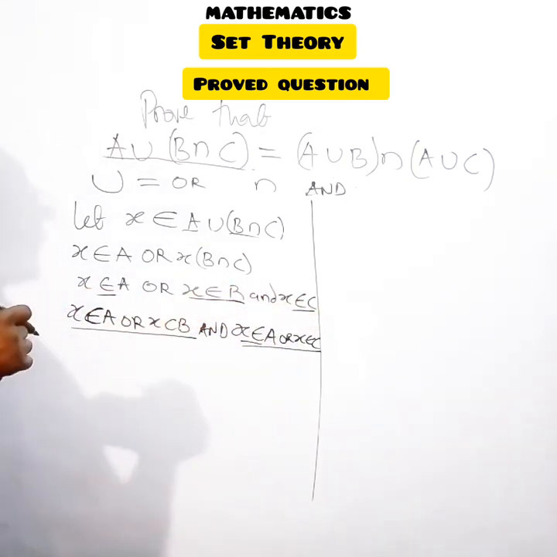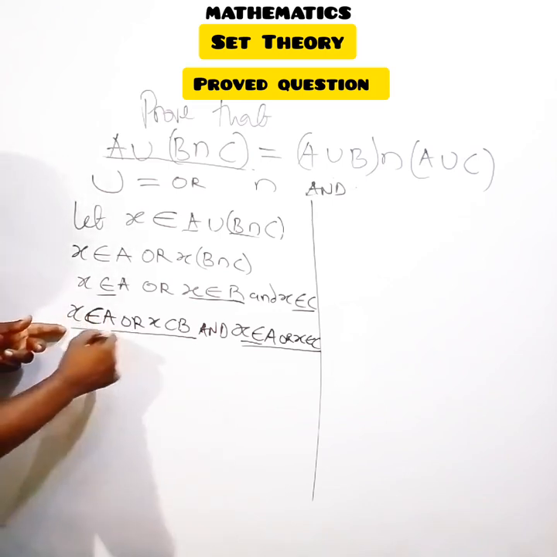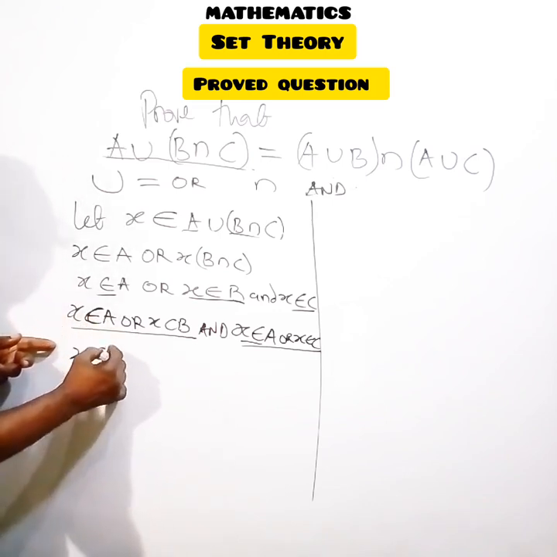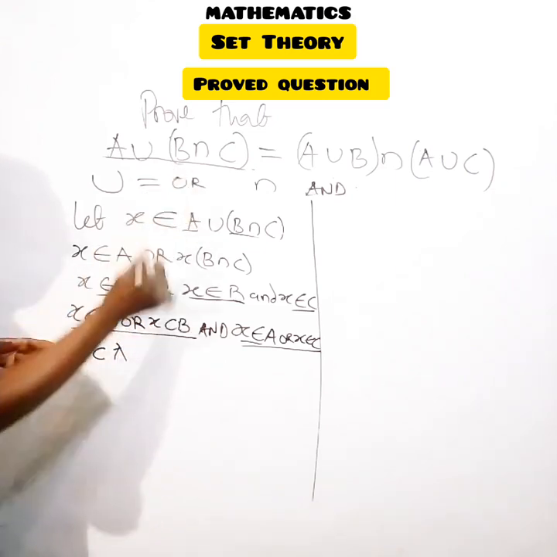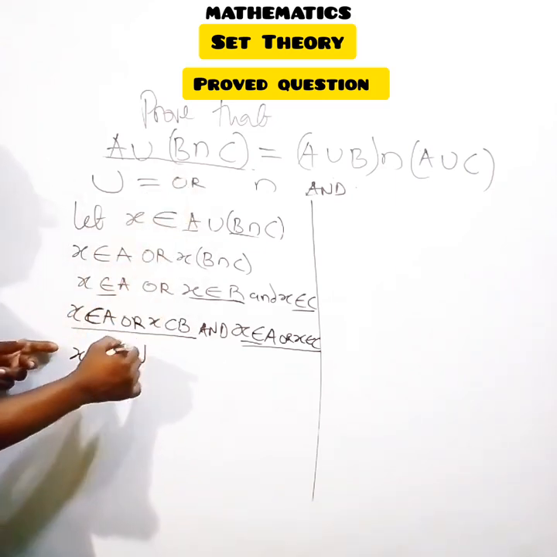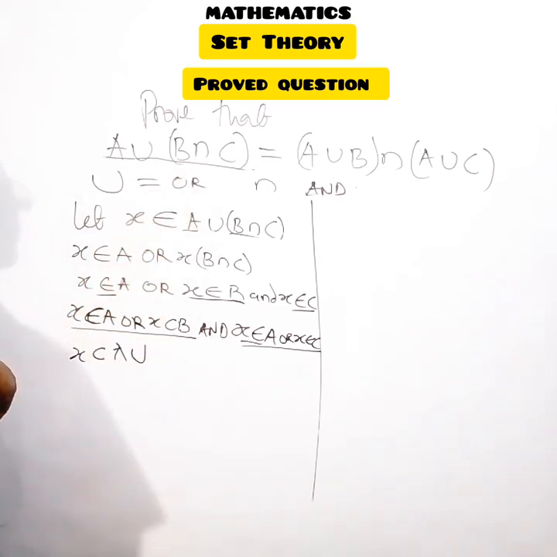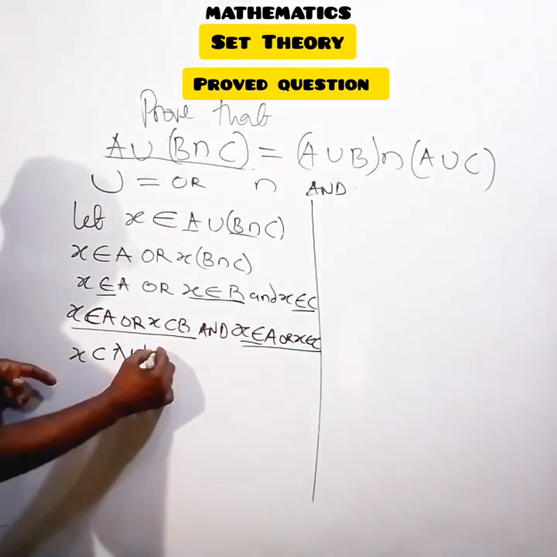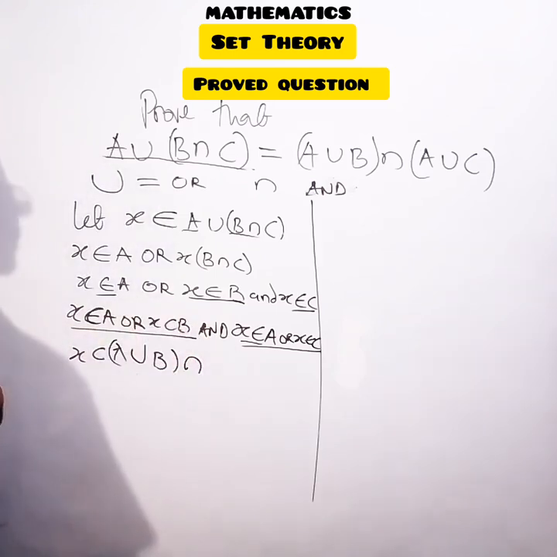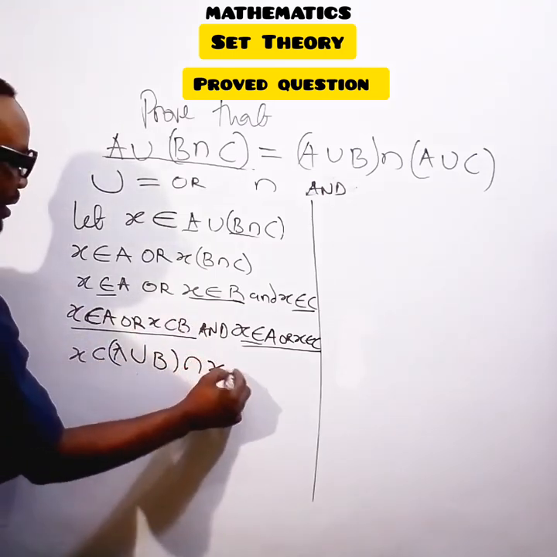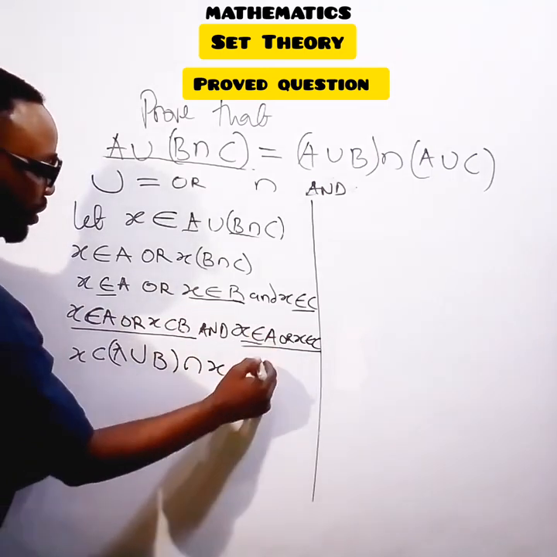Now I can separate those expressions into what I've done earlier. So this one will now mean that x is a member of A. What do I call "or"? Union. B. And "and" means intersection. x is a member of what again?